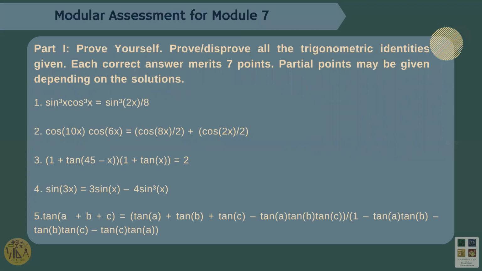And now for the modular assessment, we are to prove or disprove these identities. Each correct answer merits 7 points, and partial points may be given depending on the solutions. These are the identities.